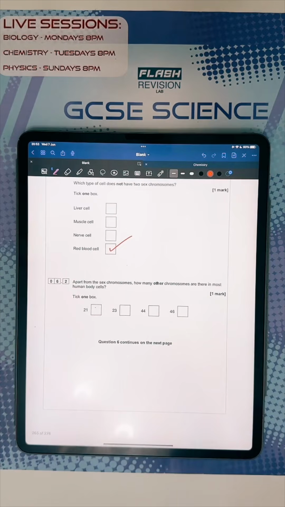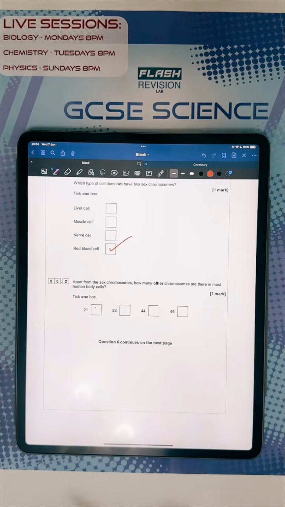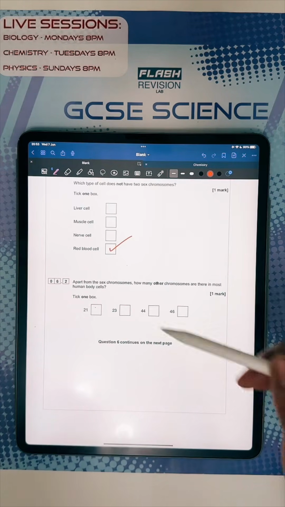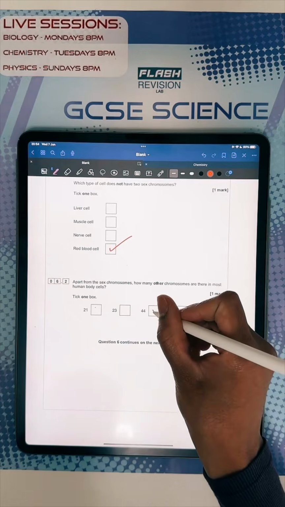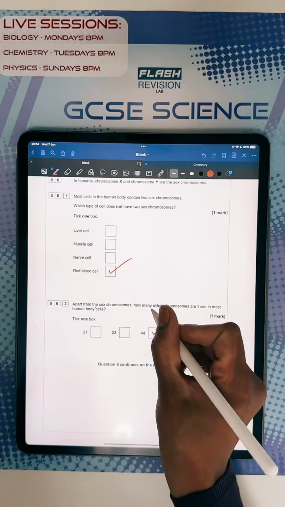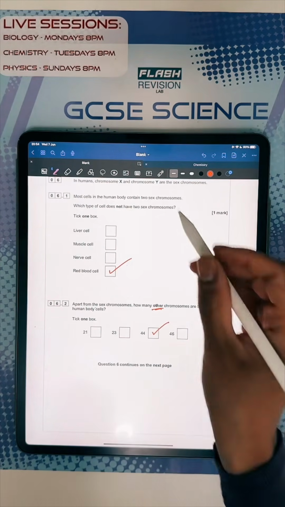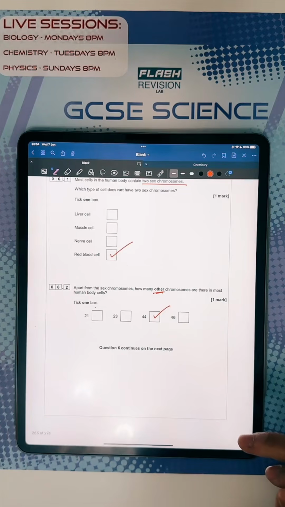Next one, what's the answer? Ooh, we're getting a mix of answers here. How many other chromosomes are there in most human body cells? It says other than sex chromosomes. So no, it's actually not 46. 46 is a full set with sex chromosomes. So what would it be without sex chromosomes? Exactly, it'll be 44. So it's not asking how many pairs, it's asking how many chromosomes, and they've highlighted other. How many other chromosomes are there apart from the 2 sex chromosomes? So you just do 46 minus 2, which is 44. Does that make sense?